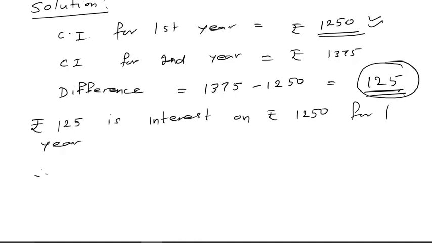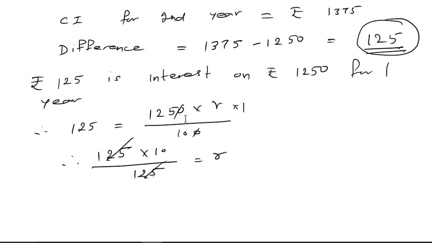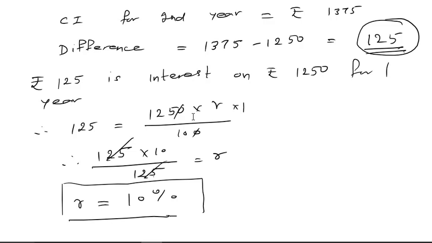Therefore 125 will be equal to 1250 into R upon 100. Period is 1 year, right? So therefore this 0 and this 0 I will cancel. 125 into 10 divided by 125 will be R. This 125 and 125 cancel. I get the value of R as 10%. So your rate of interest is 10%.